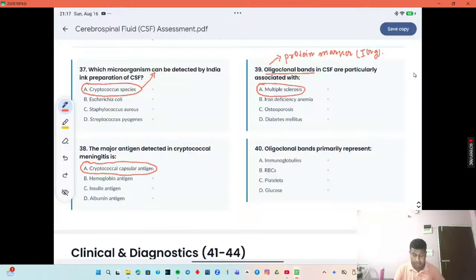Now the next question is, oligoclonal band primarily represents what? What does oligoclonal band represent in CSF? It represents the immunoglobulins, that is, the protein marker IgG in CSF. Is it clear to you? So it represents the protein marker IgG in CSF.